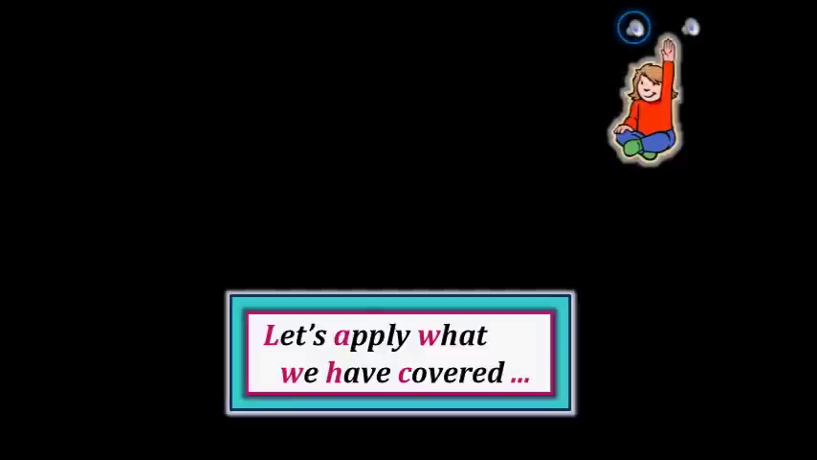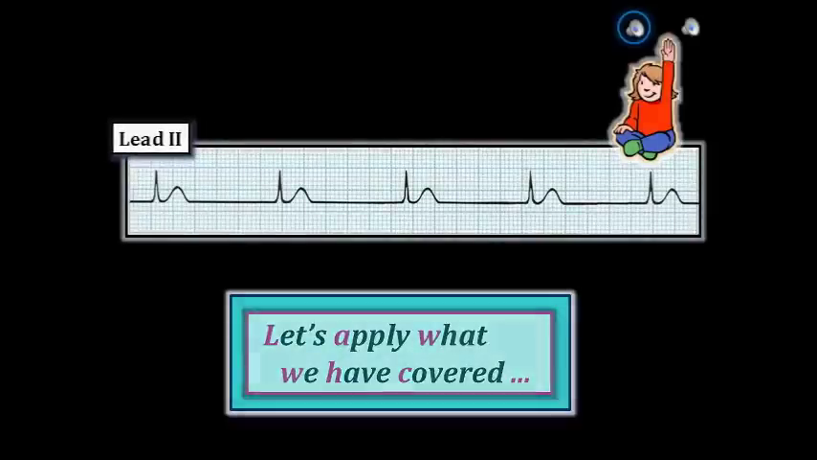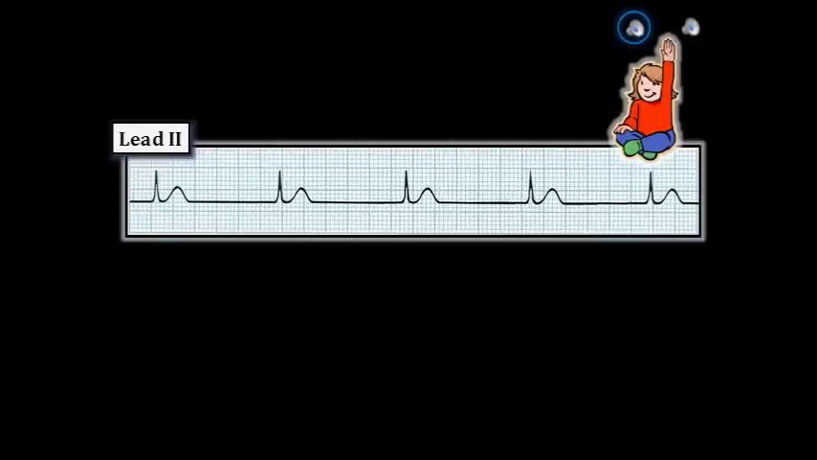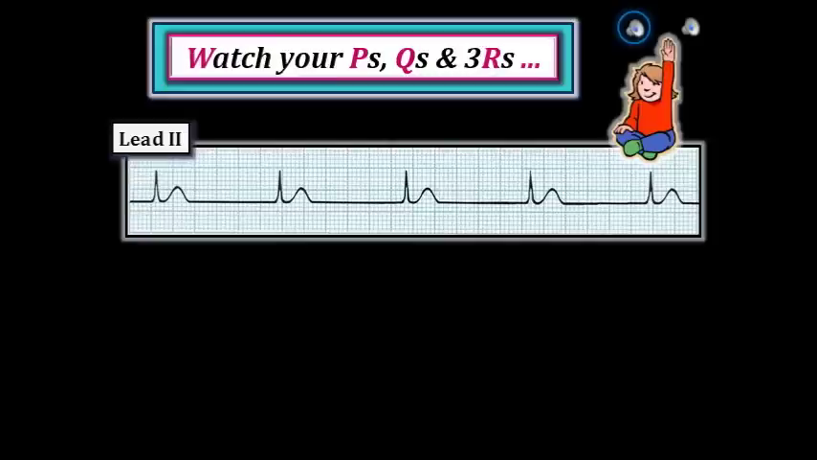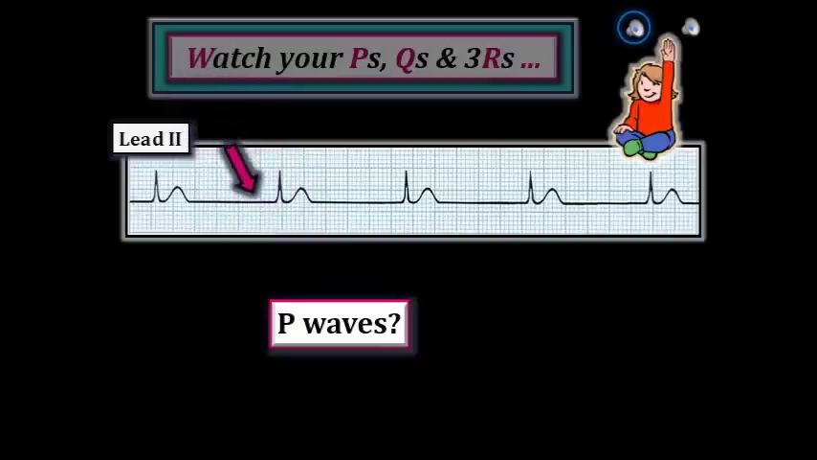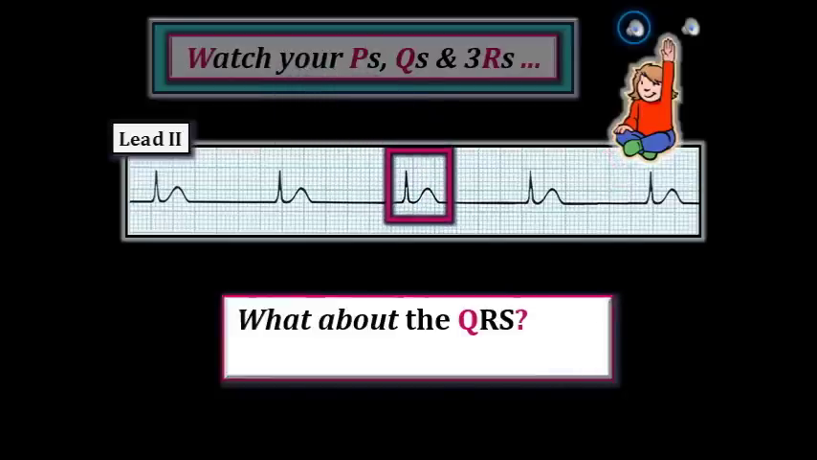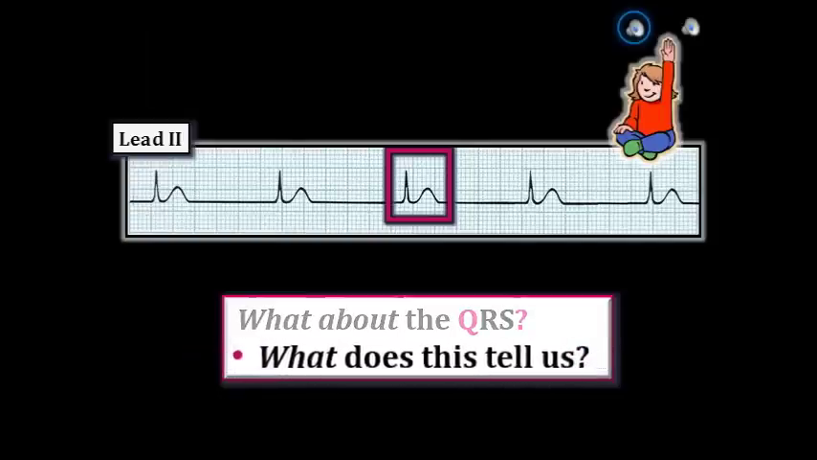Let's apply what we've covered thus far to the interpretation of this rhythm, which will lead us into the concept of escape. Again, the patient is hemodynamically stable, and unfortunately, we again only have a single lead 2 rhythm strip. Given this scenario, what can be said about the rhythm? Our answer is most easily organized by the P's, Q's, 3 R's approach. The rate is slow and the rhythm looks to be fairly regular. What about P waves? We see no P waves in this lead 2 rhythm strip. What about the QRS? The QRS is clearly narrow, as it is definitely not more than half a large box in duration. What does that tell us?